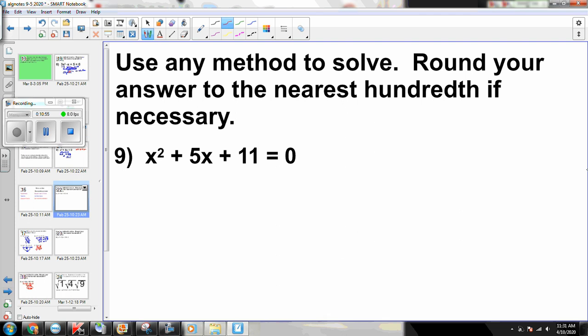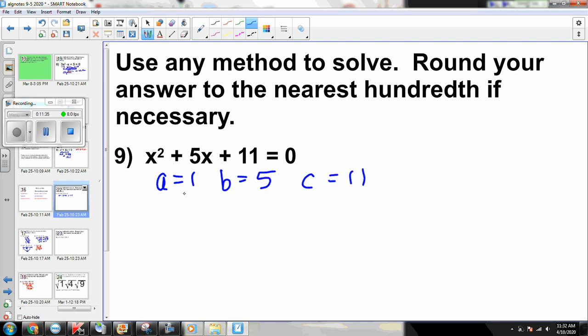All right, looking at number 9. I'm going to try to factor first, because if I can factor, it's going to be simpler. I know I can't use square roots because I have an x term, and I don't want to use graphing. So if I try to factor, let's see, x times x is x squared. What can I multiply to get 11 that adds to 5? Well, 11's prime, it's only 11 times 1. The outside would be 1x, the inside would be 11x. That's not going to give me a 5x. So I'm going to have to use the quadratic formula on this one. I know a would be 1, because I have 1x squared. B would be 5. C would be 11.